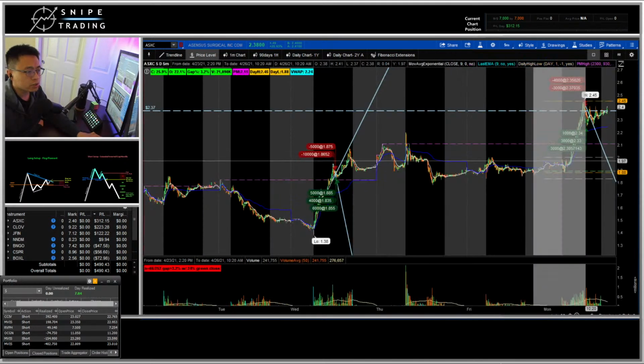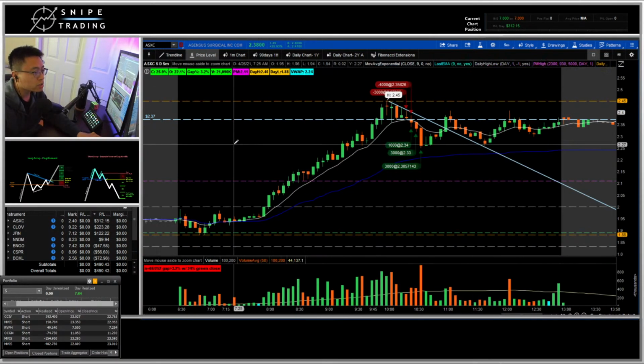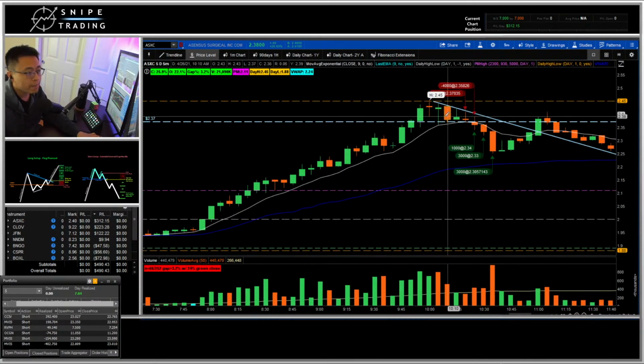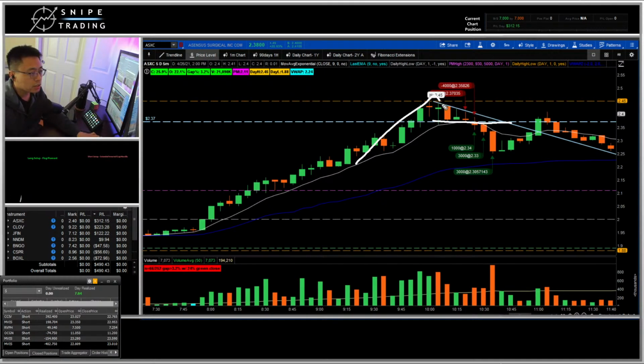Right now my trade's not showing up on this chart, but you can see that's where I took my short, around 236 average, 6,000 shares. Here are my covers, the last one being around 230s, and it bounced from there. So that was a $312 trade on ASXC.